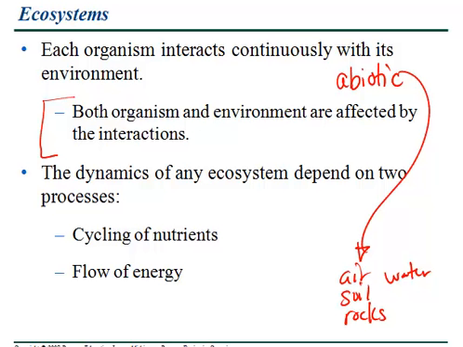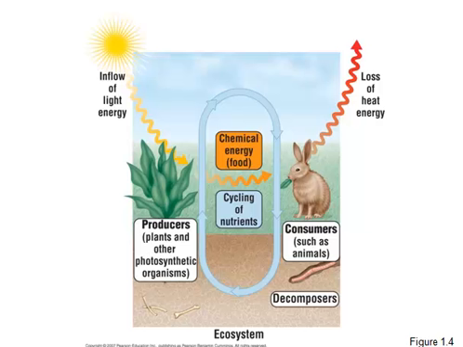If you get right down to it, though, the most important thing here is that the dynamics of any ecosystem depend on two processes. Our ecosystems cycle nutrients, and our ecosystems depend on a certain flow of energy. So these are two very important things. And I'll show you a picture just to explain what I'm talking about. And it's pretty simple stuff, right?